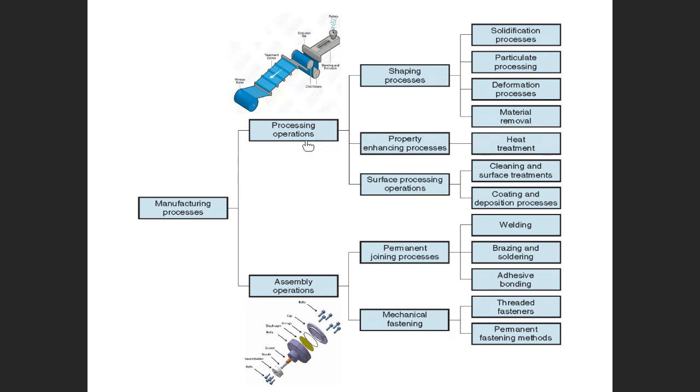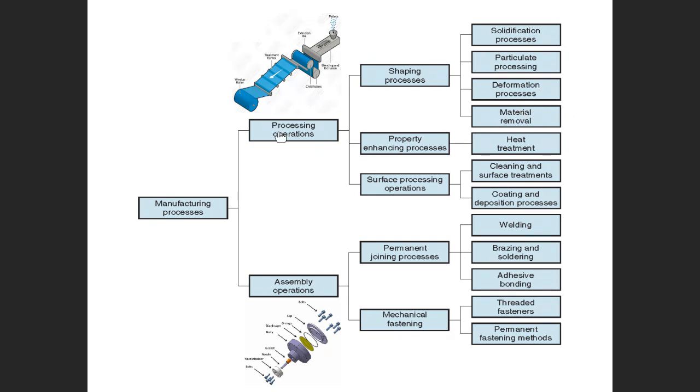I described that last time, if you also remember. Processing operation includes shaping process, property enhancement, and surface processing operation. Shaping process, as I told you, has four items: solidification, particulate processing, which is the powder technology, deformation process, and material removal process. In these four items, we shape the material. Shaping the material, I mean change the shape of the material. So shaping the material has four items, as I described, and we will discuss them in detail one by one.